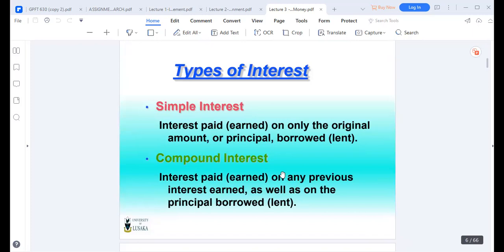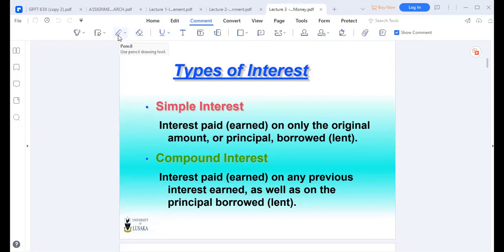So under simple interest, we're simply going to calculate what is called an arithmetic progression. And compound interest, we're going to look at what is called a geometric progression. So simple interest in simple terms is simply interest based on what you started with, the principal. So we're going to look at key terms as follows. The original amount that we borrowed or that we lent out is called a principal.